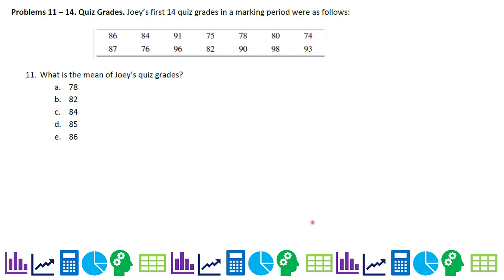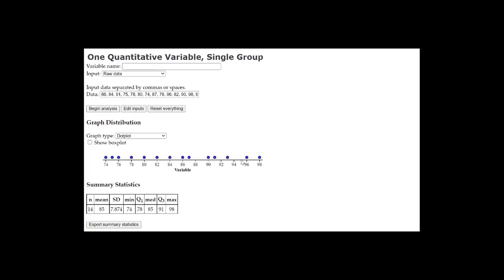So what I'm going to recommend is that we go ahead and go to Stapplet. We have one quantitative variable, and it's a single group, so we'll use this. I have the data already, and I'm just going to paste it in. You can separate it with spaces and/or commas. Begin your analysis, and there it is.